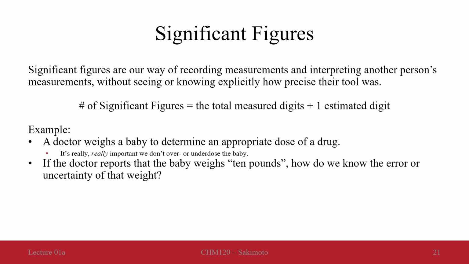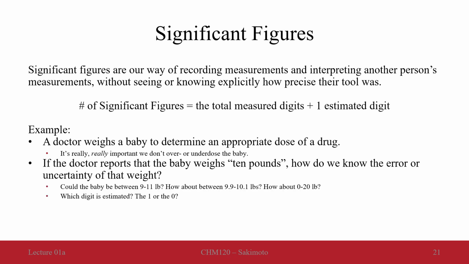If the doctor very casually, without paying attention to significant figures, tells you that the baby weighs 10 pounds, it's very hard to know, by just saying 10 pounds, what the error or uncertainty of that weight is. But if you were to record this as 10 pounds, to people using significant figures, which is everybody, that would indicate that the baby is somewhere between 9 to 11 pounds potentially.